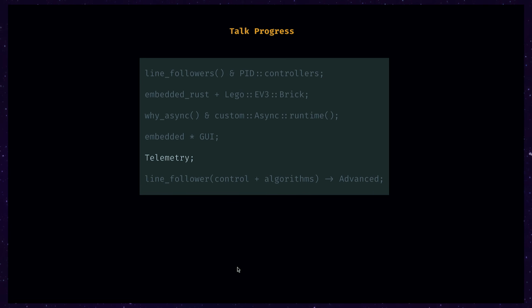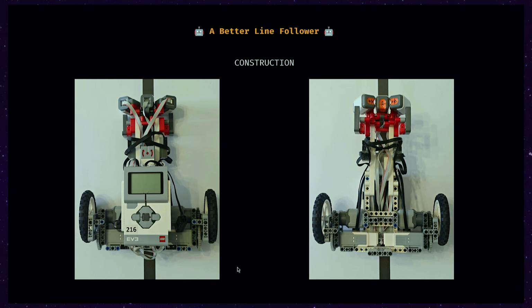So now we are going from telemetry to line follower control algorithms, advanced. First of all, the construction of this robot. This robot is made out of Lego, but it is not the trivial line follower. There are a couple of nice things. One is that it also has a gyroscope, which is a regular Lego piece, so that we also know the rotation of the robot in time, the rotational speed.